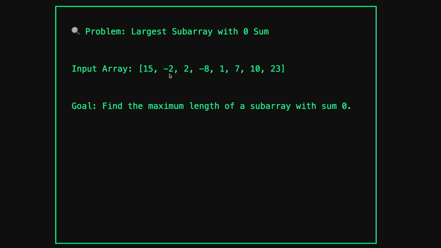So it will be 15 minus 2 plus 2, which will be 15 itself, right? So the prefix sum at this particular element will be 15. Now if I go to the next element, the prefix sum at this particular element would be 15 minus 2 plus 2 minus 8, right? So that would come out to be 7, right? So that means prefix sum at this particular element would be 7, right? So that's what we will be doing at every element, right?